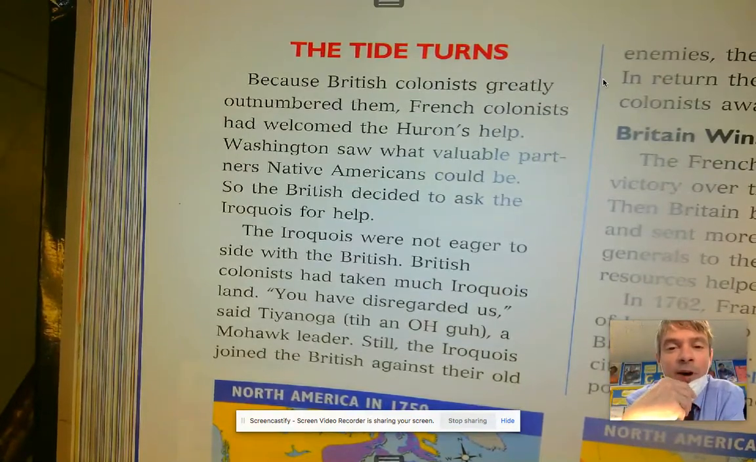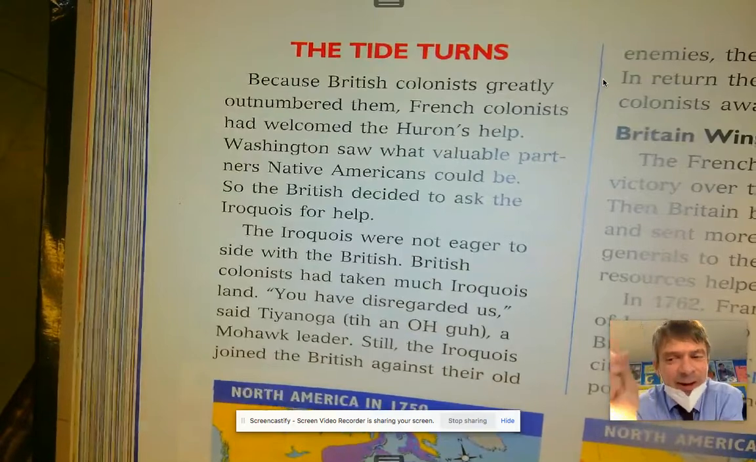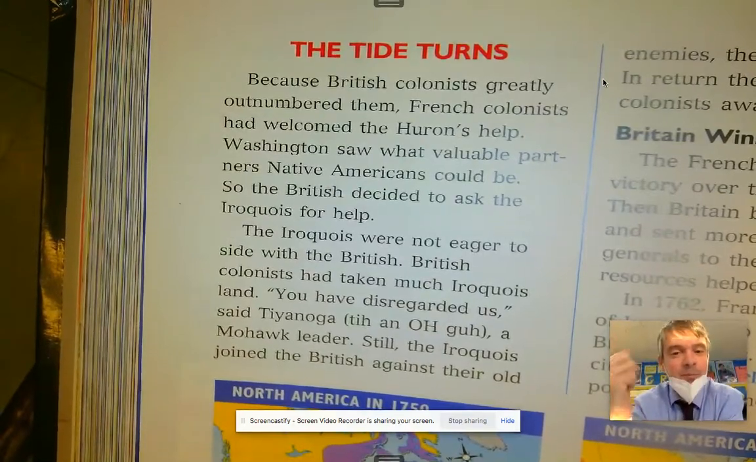Washington saw what valuable partners Native Americans could be. So the British decided to ask the Iroquois for help. So George Washington was like, they're getting some good help. We need to get some help too.